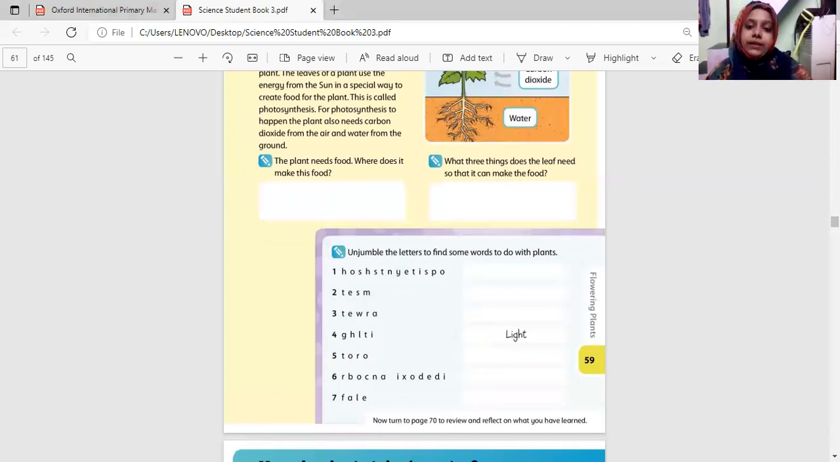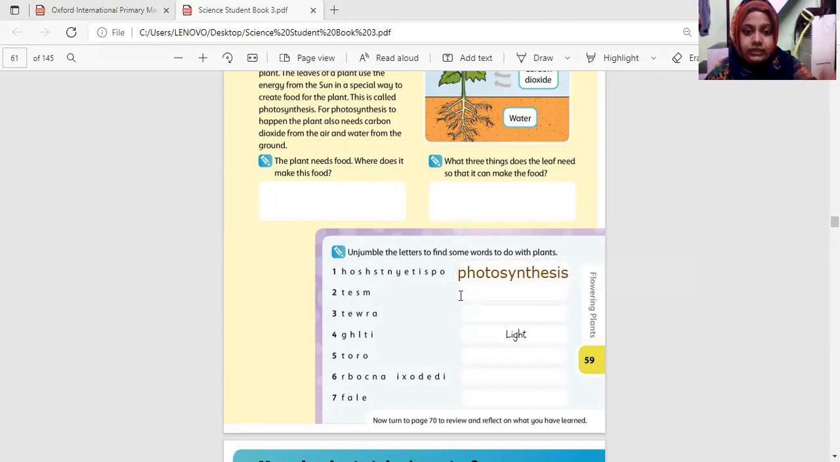Okay, here is some jumble of words. We'll just try and quickly solve it so that we are well versed with the different words that are associated to the plants. We can all see question number one, which has a jumble of words. We all will try and guess what word this is. According to me, the word over here is photosynthesis. Just quickly writing it in the box. Photosynthesis.